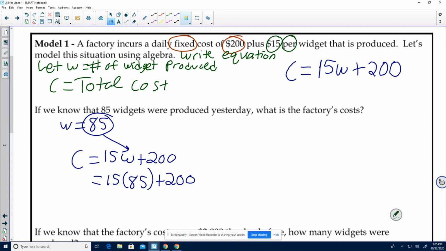So 15 times 85 is going to give us 1,275. And then 1,275 plus 200 is going to give us $1,475. So that means that if this factory produced 85 widgets, it would cost $1,475. All right?